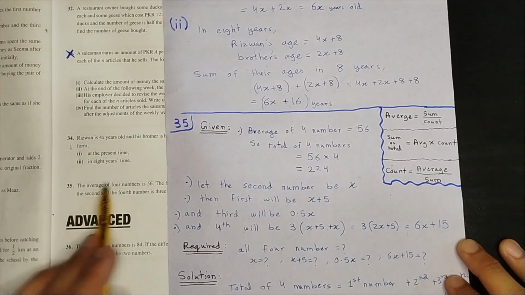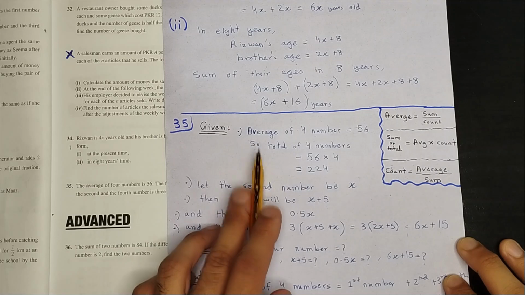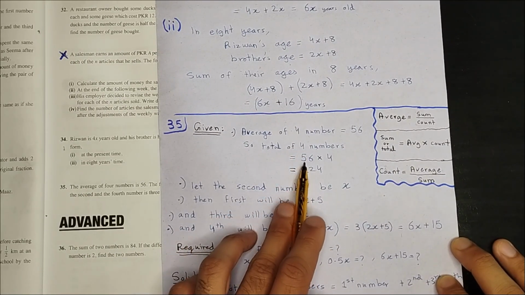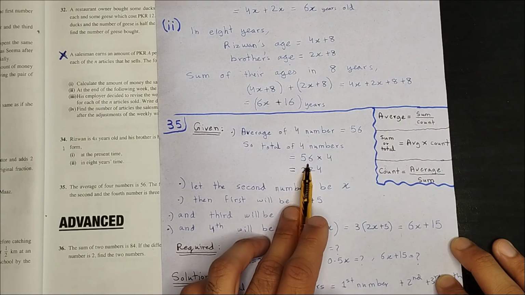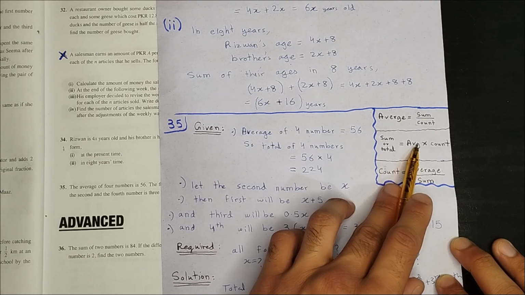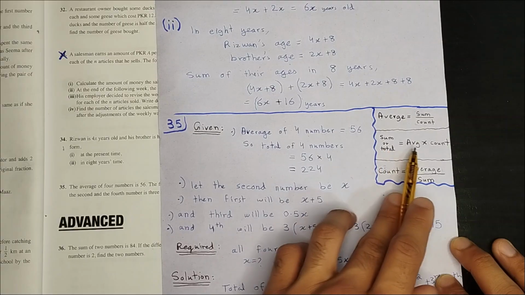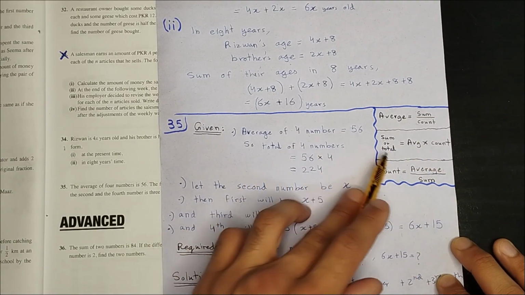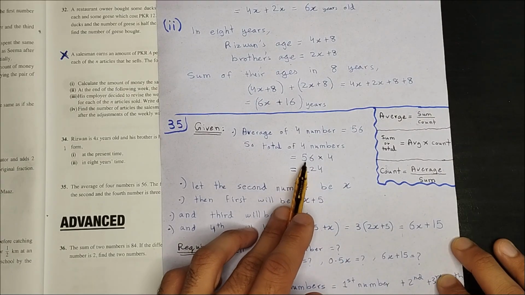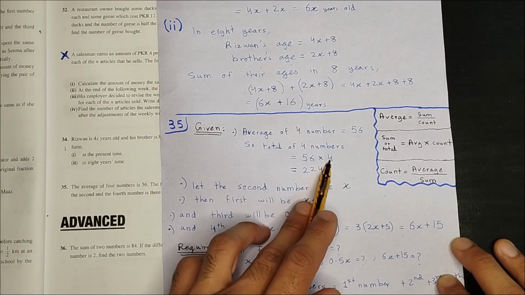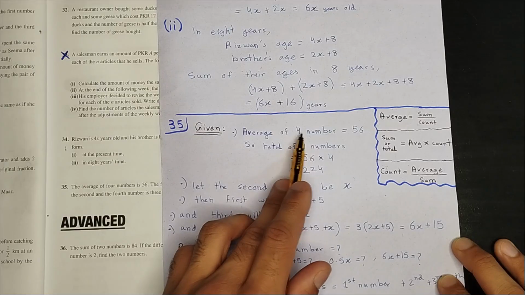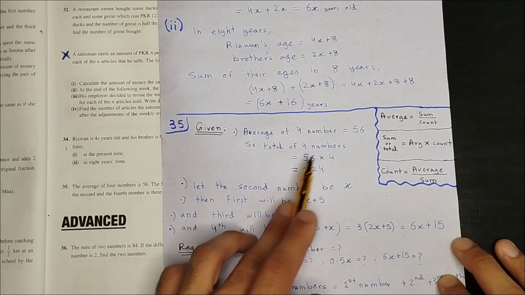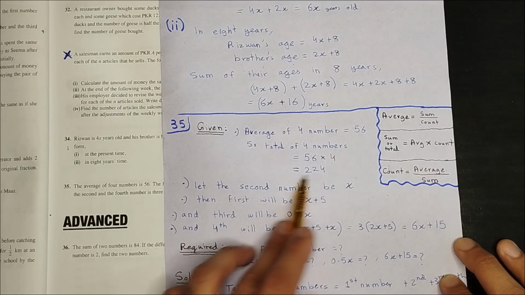The average of the 4 numbers is 56. So the total is going to be 4 multiplied with 56. Now, why are we multiplying 4 with 56? According to this formula, sum is equal to average multiplied with count. Total is the sum, average is 56, and the count is 4. We're talking about 4 numbers, so the count is going to be 4. We proceed with the multiplication, and this is the total.